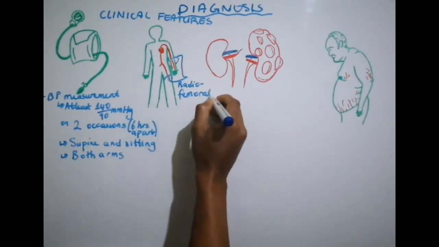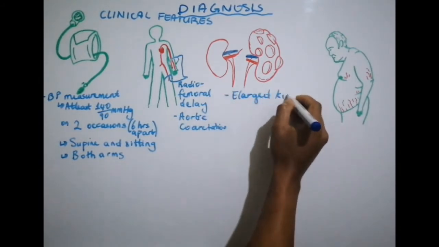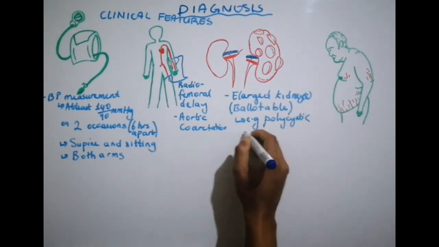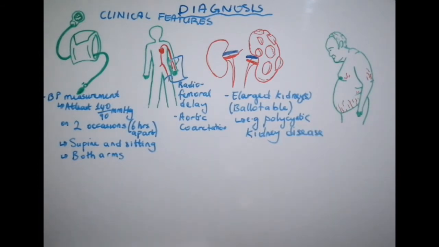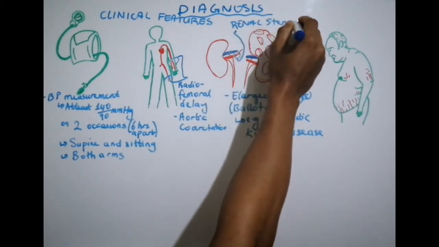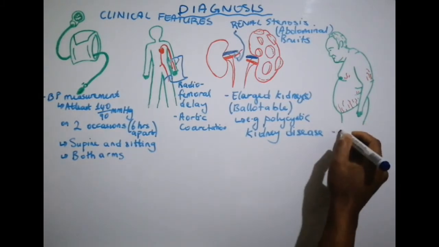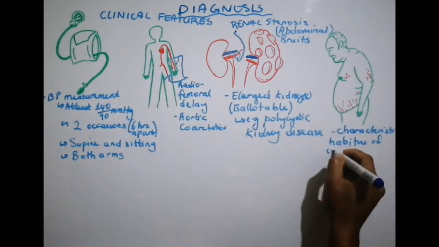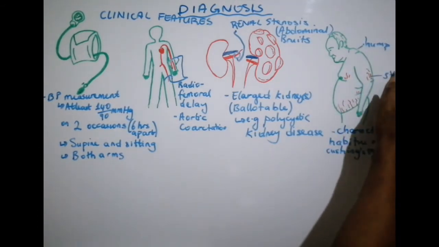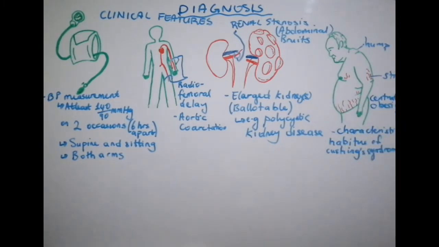Aortic coarctation presents on physical examination with radiofemoral delay. An enlarged kidney will be ballotable on physical exam, and it points towards diseases such as polycystic kidney disease. Renal artery stenosis presents on physical examination as an abdominal bruit when auscultating. The characteristic features of Cushing syndrome should guide us towards a diagnosis also, such as a buffalo hump, purple striae, central obesity, moon face.